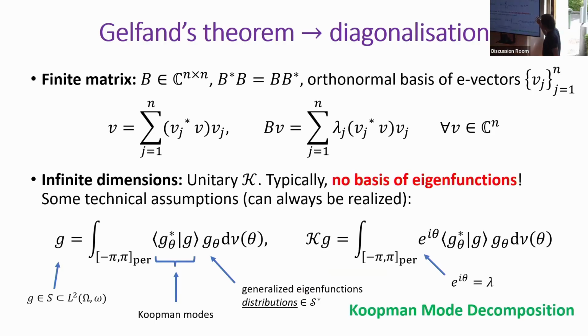So now we're replacing spectral measures by these generalized eigenfunctions. So you can take a G, integrate over the spectrum, inner product with these distributions, and then the Koopman operator, you get e to the i theta due to a change of variables times this thing here. So if we go back to the Koopman mode decomposition, eigenfunctions, eigenvalues, Koopman modes. The distributions acting on your observable, you think of them as coefficients in the expansion. They're the Koopman modes.